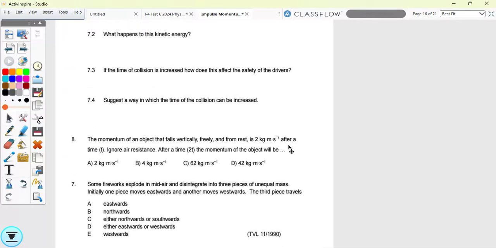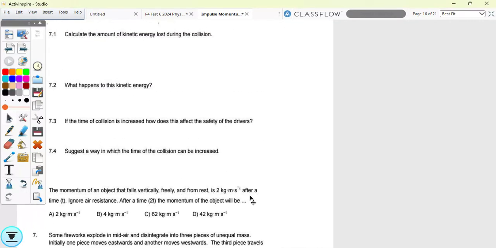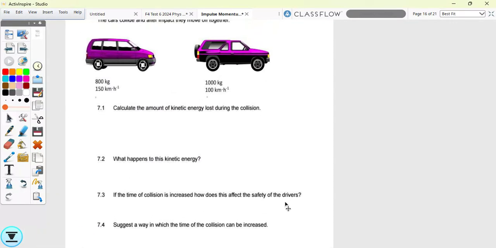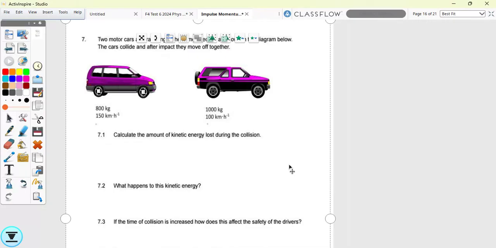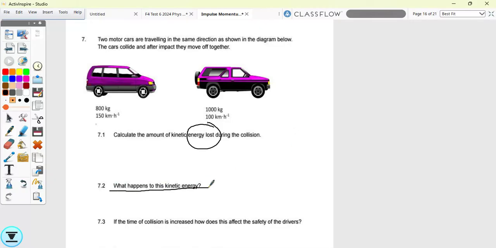Okay, so this is not really elastic and inelastic, but it isn't a bad question because they're saying calculate the amount of energy lost. So as soon as they say that there is energy lost, then you know it's an inelastic collision. And then what happens to this energy is that it's converted into sound or light or heat energy. Anything that goes with friction.